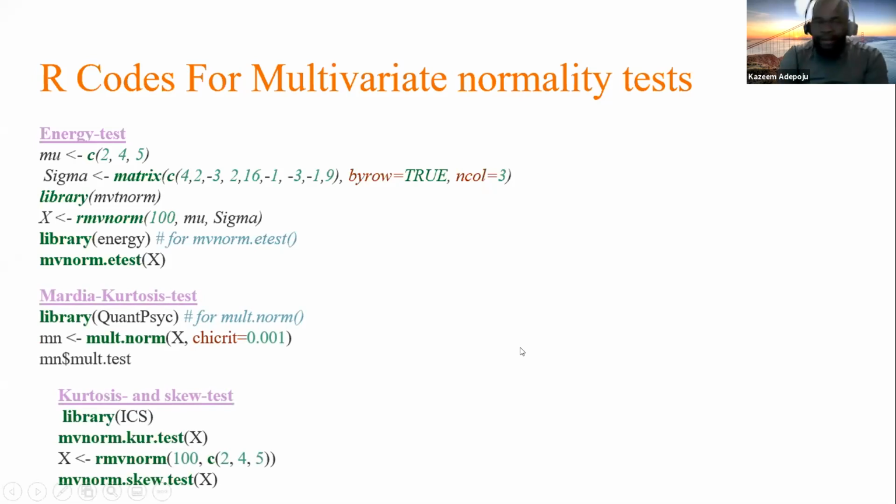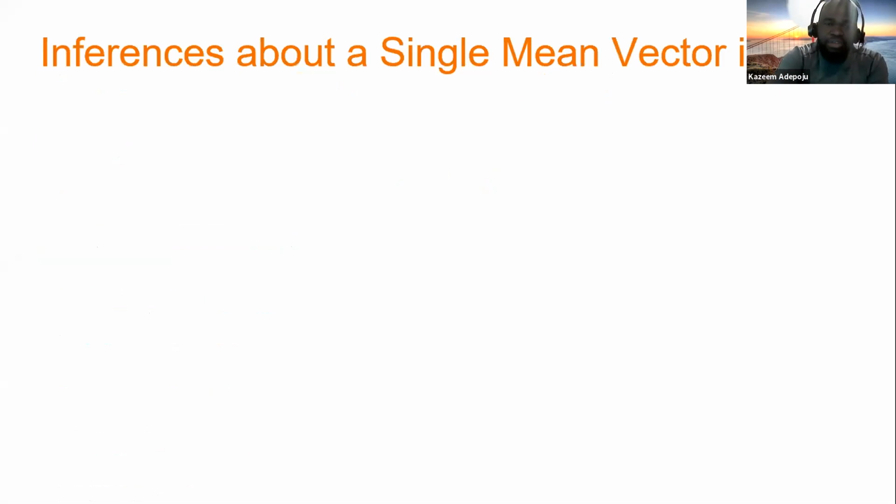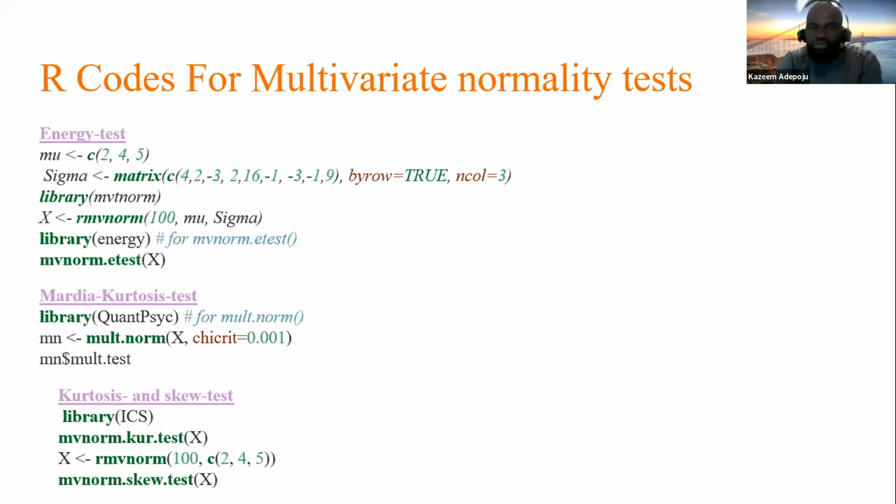The next thing I'm going to walk you through now: we are done with the tests, but I want to walk you through the inferences about a single mean vector. We started this topic yesterday, inferences about a single mean vector in R. You already know the univariate test of mean. How do we run a multivariate test of mean in R? Before I move on, is there anyone who wants to ask a question about the multivariate normality test?